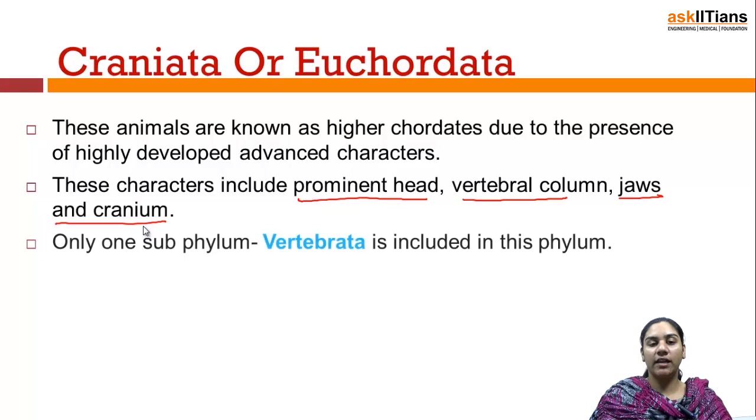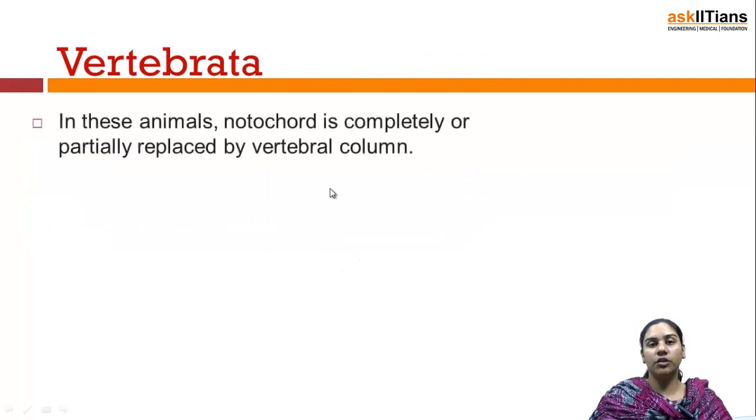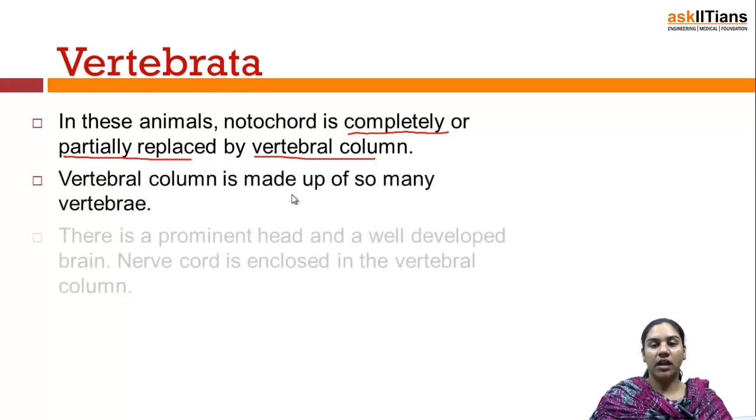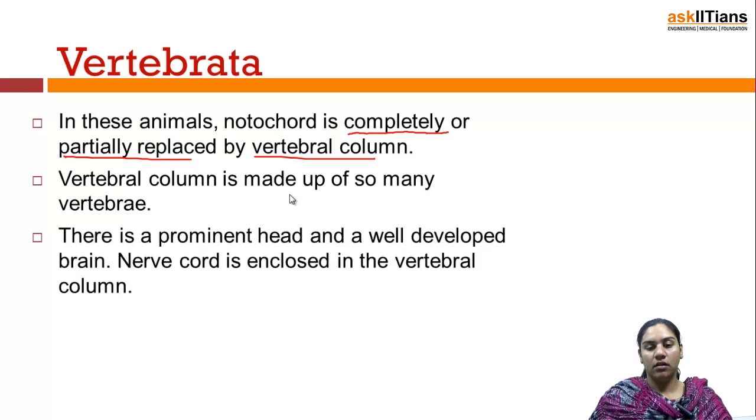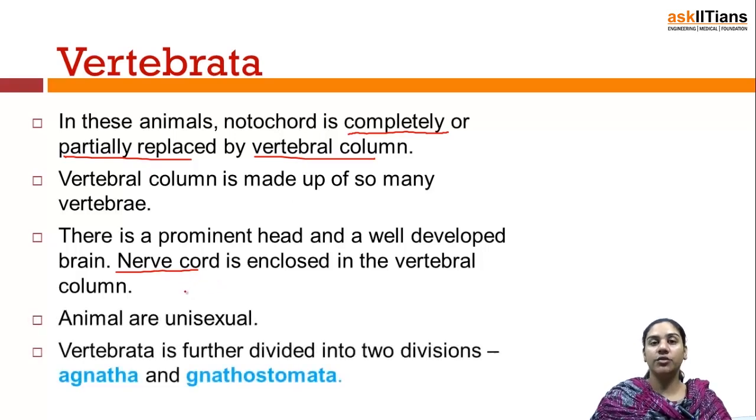There is only one subphylum present in this group, that is the subphylum Vertebrata. So the subphylum Vertebrata includes the animals in which the notochord is completely or partially replaced by a structure known as the vertebral column. The vertebral column is made up of many vertebrae. There is a prominent head and a well-developed brain. The nerve cord is enclosed in the vertebral column. Animals are unisexual, and Vertebrata is further divided into two subdivisions, the Agnatha and the Gnathostomata.